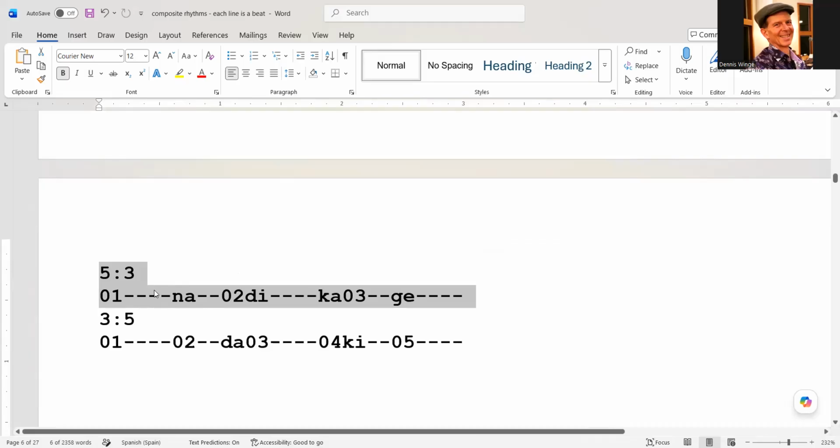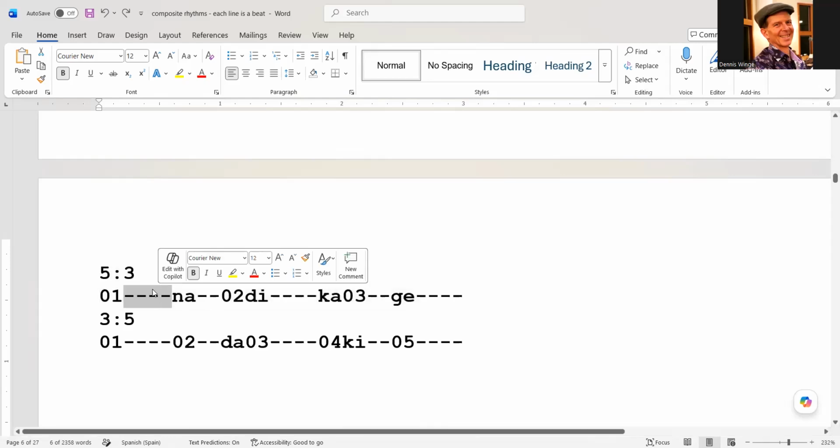If I tried to scat this the other way, it'd be 1, 2, D, cut 3, gay, 1, 2, D, cut 3, gay. It just doesn't, it's harder. I had to practice that in order to scat it correctly. But this one comes much easier.